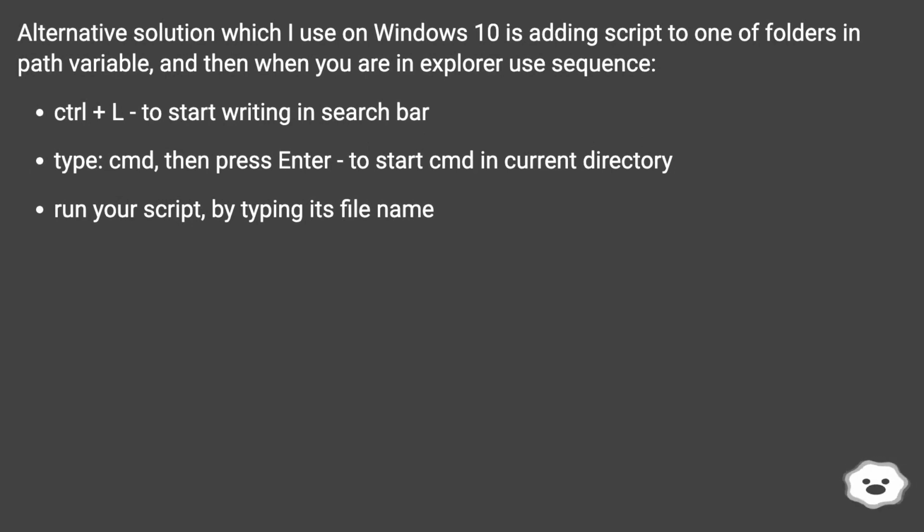An alternative solution which I use on Windows 10 is adding the script to one of the folders in the PATH variable, and then when you are in Explorer use this sequence: Ctrl+L, to start writing in the address bar. Type cmd, then press Enter, to start cmd in the current directory. Run your script by typing its file name.